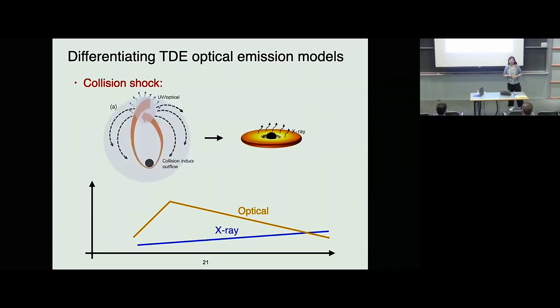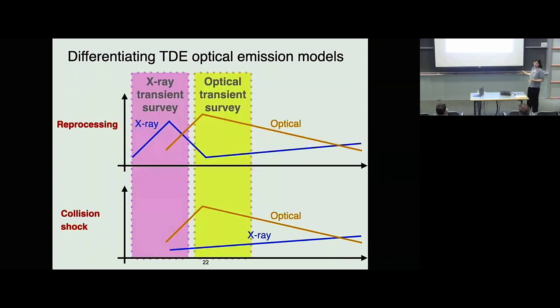On the other hand, for the other type of model, the optical emission is produced through outer shocks produced by stream collision. In this picture, the conventional idea is that the disk sets up with a delay, a delayed accretion. So initially we expect to see only strong optical emission, and the X-ray is going to pick up only in the later epoch. So if we only have optical transient surveys, we're going to start to see a TDE starting from here. From here to later time, we basically cannot use the TDE observations to differentiate these two kinds of models.